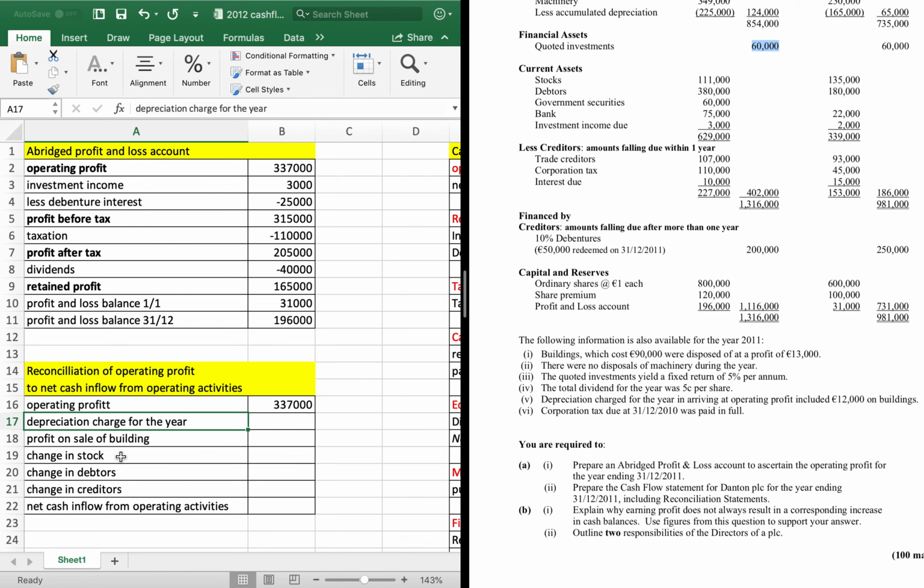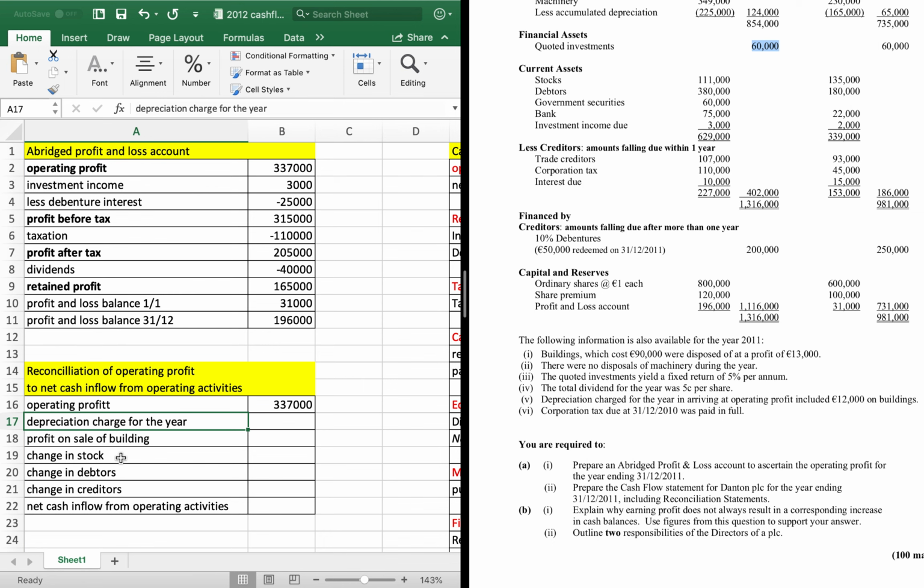So a change in stock, if our closing stock goes up, it increases our profit without increasing our cash. If our debtors go up, it means our sales have gone up, but our cash hasn't improved. And if our creditors go up, it would mean our purchases go up, which would reduce our profit and so on, without actually changing our cash position. So they're the ones that we have. So we've changes in non-cash expenses and then changes in stock, debtors, and creditors.